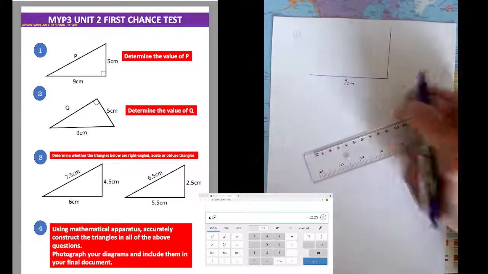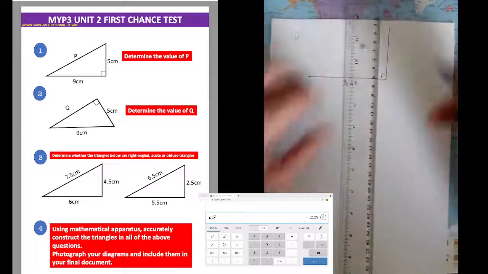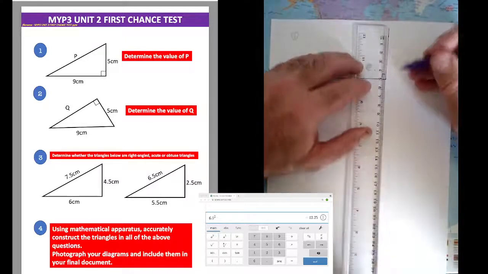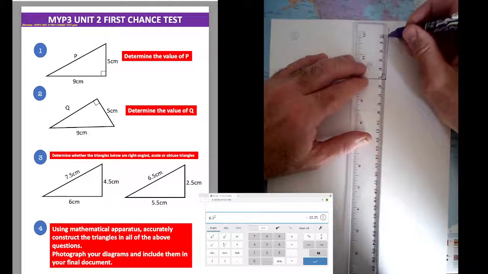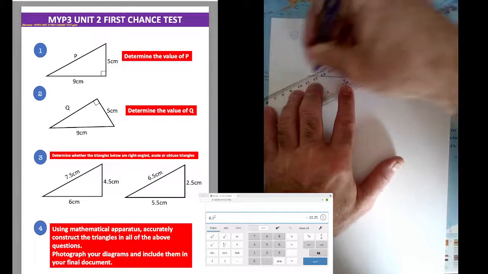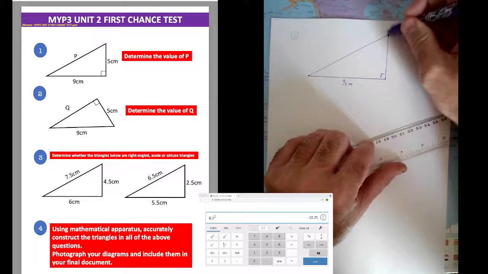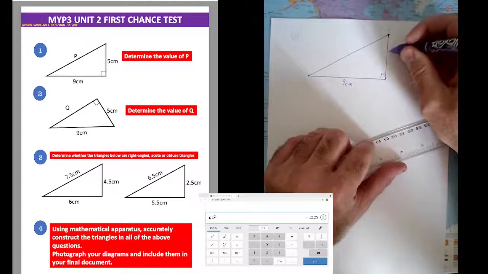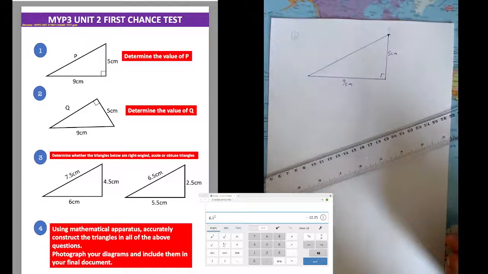So there's a 90-degree angle. Mark that in as 90 degrees. I want that to go up to the 5 centimeter mark. So there's the 5 centimeter mark. And then my triangle goes down to there. Rub out the bit I don't need, or keep it in pencil if you want to show your working lines. 5 centimeters. Okay, the next one.